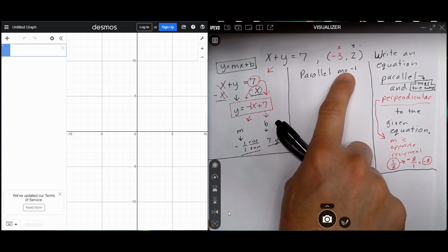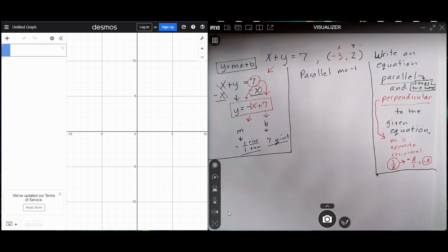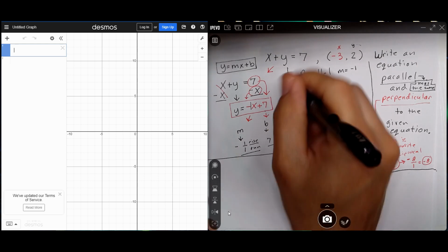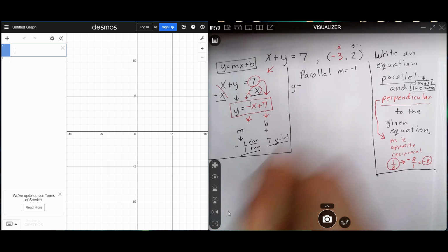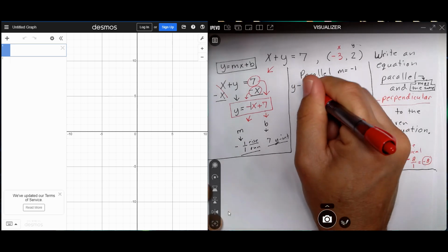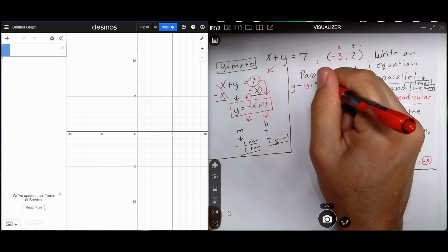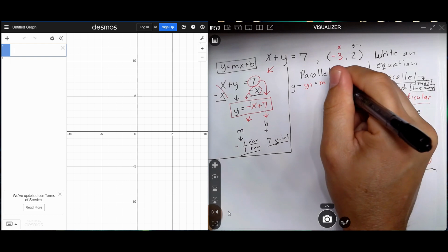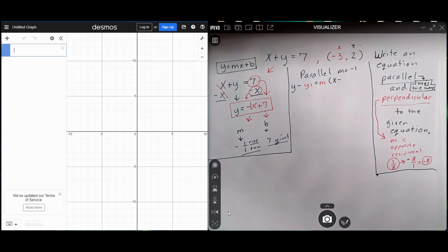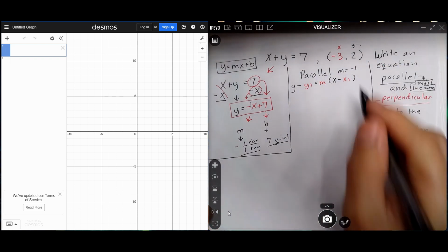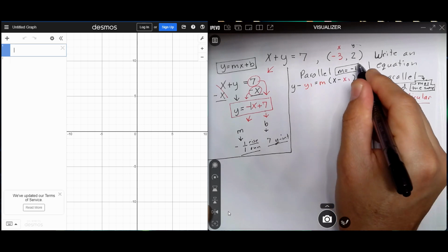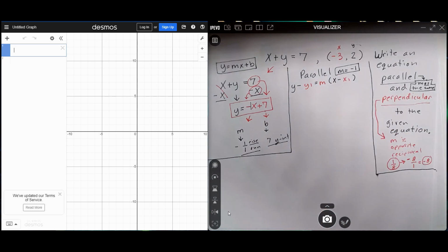Notice I already have my m value. So when I say point slope, we're going to write it out. Point slope formula is y minus y1 equal to m times x minus x1, close parenthesis. Now we have all our values. I'm going to box the slope so that you can see it standing out, and I am going to circle each one of these numbers as I put it into this formula.